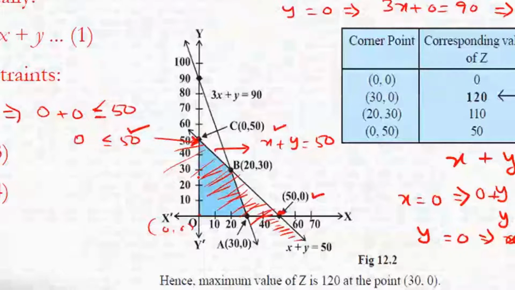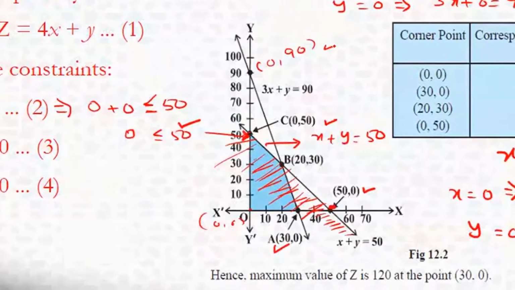0 comma 90 is here. So this is the point 0 comma 90. And the second one is 30 comma 0. So first you measure 30 here and 0. So this is 30 comma 0. Now join these 2 points, this point to this point.